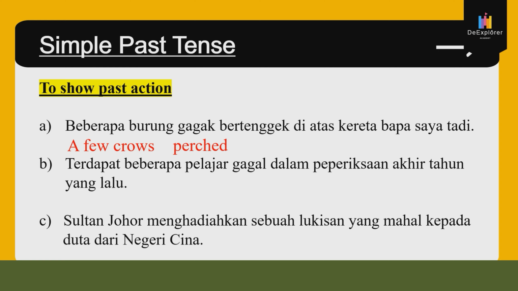The reason is because this sentence is already a past action. So perched where? On my father's car, and the time is just now. So we read the whole sentence again. A few crows perched on my father's car just now. So this sentence is in the past tense.